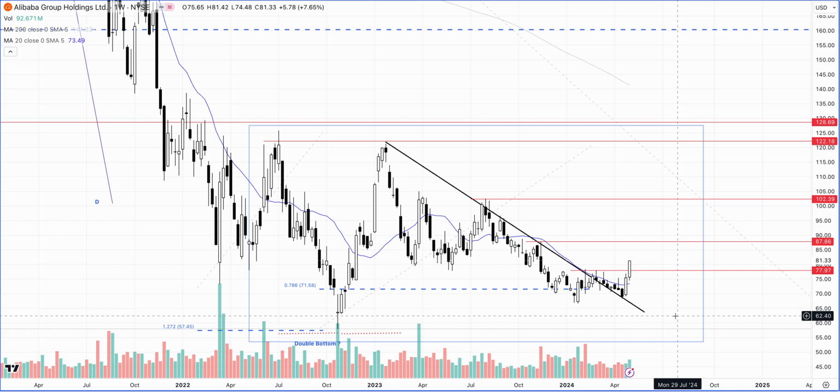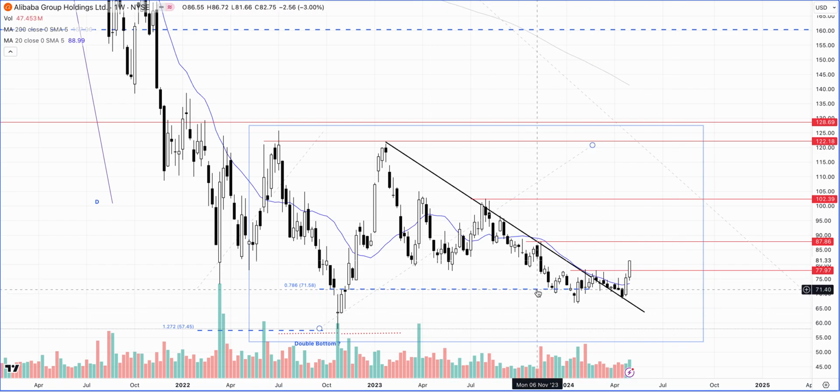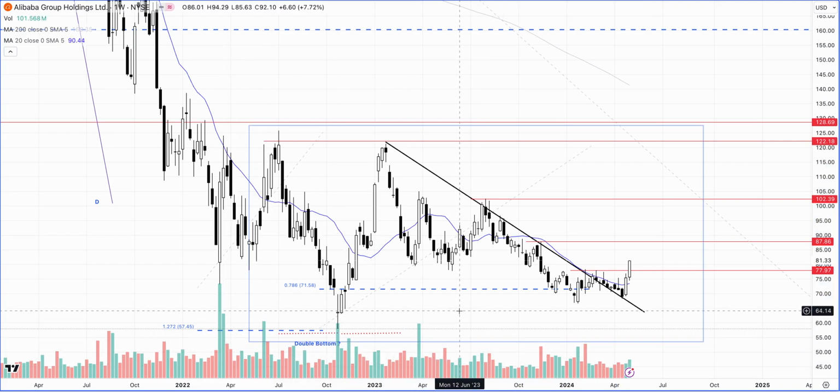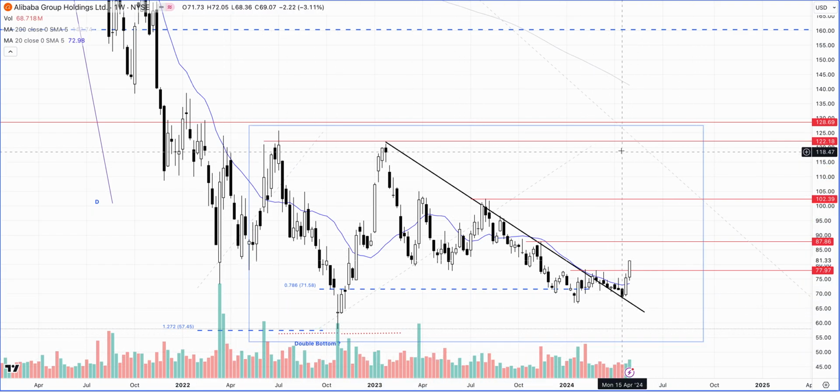So it comes right off the 78.6% retracement. Now it's just closing above that on consecutive weekly closes. That's really positive for the stock. And of course, this double bottom concept is there as well. So the next target could easily be at the top of this range, around $122 to around $130 per share level is possible.